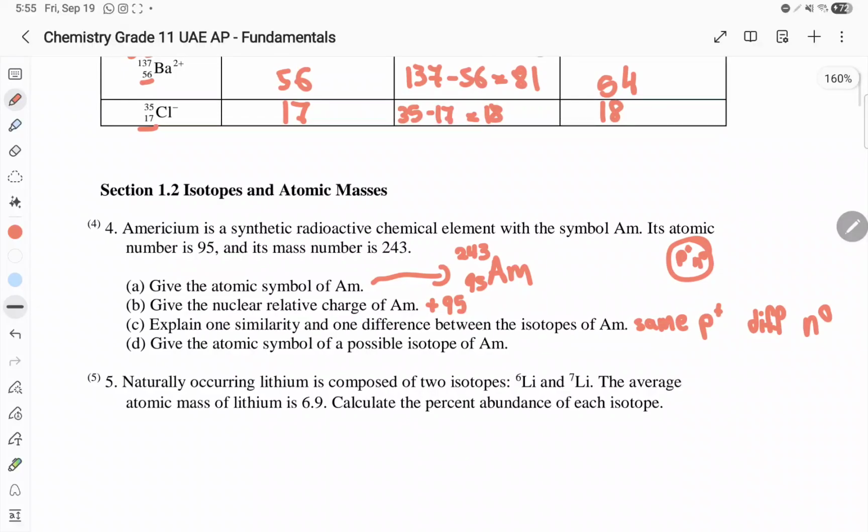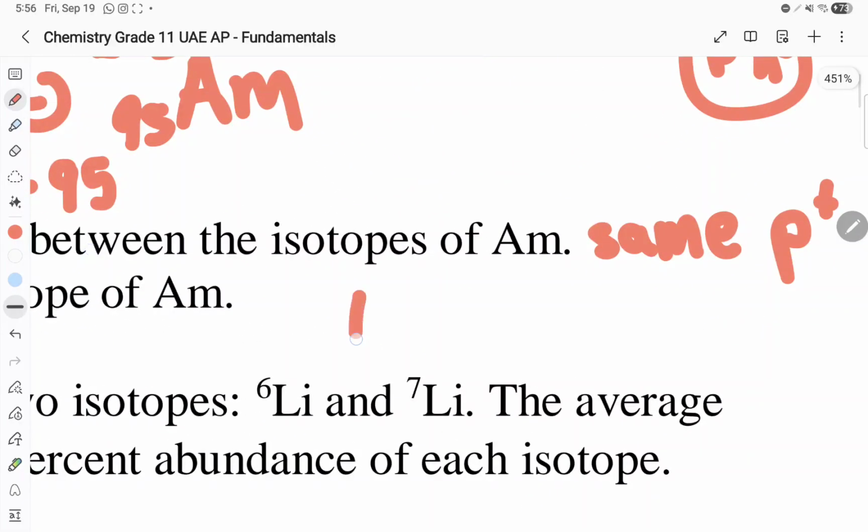And they have different physical properties, by the way. Because they have different numbers of neutrons, they can't have the same physical properties, but they're also going to have the same chemical properties. They have the same chemical properties because they have the same electronic configuration and protons, but different physical properties because they have different neutrons. Now give an isotope of Am's chemical symbol.